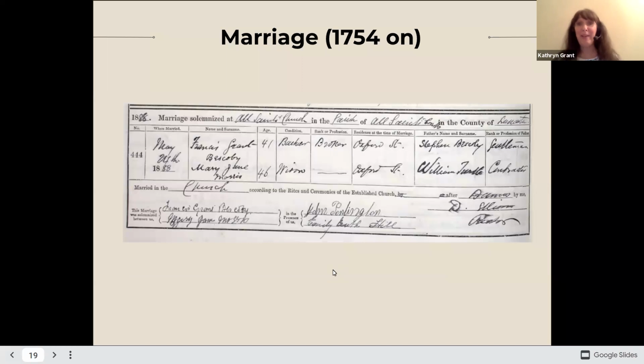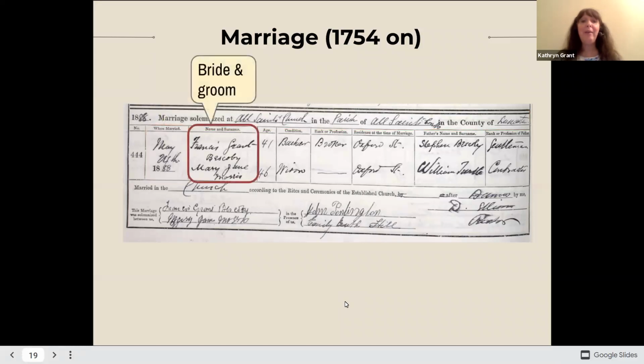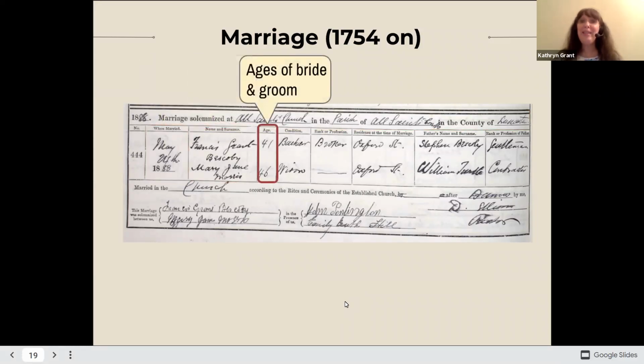Now, this is my favorite marriage form because it has such good information on it. So let's walk through this type of marriage form and see what's available to us as family historians. At the top, you'll find the marriage location. Then you'll get the marriage date, the bride and groom, and their ages at marriage, which can be really helpful if you've only found a marriage record and you're trying to find them in a census before the marriage or something like that. One thing that you might see in this particular column is the word full. What that means is full age, or age of majority.